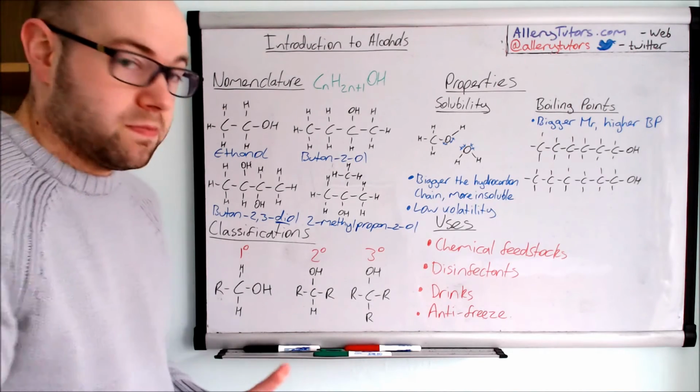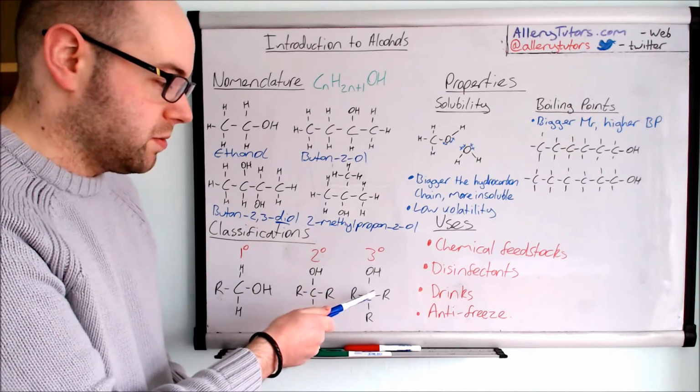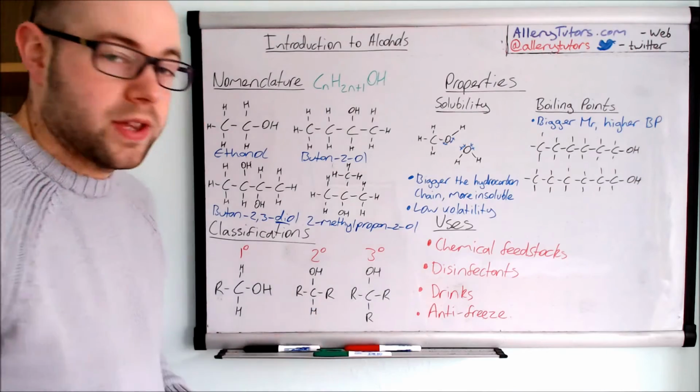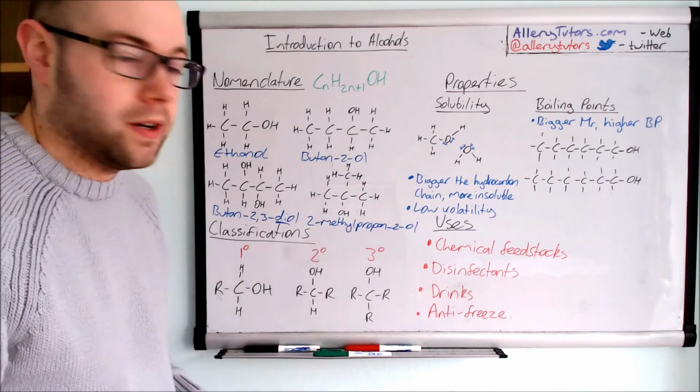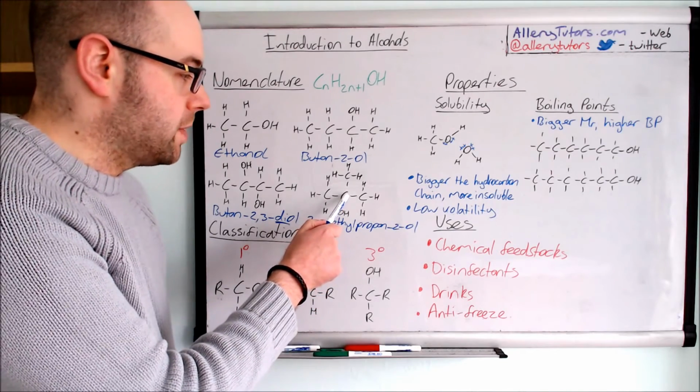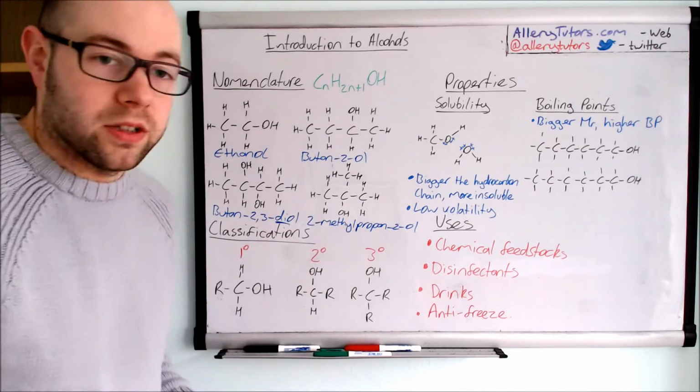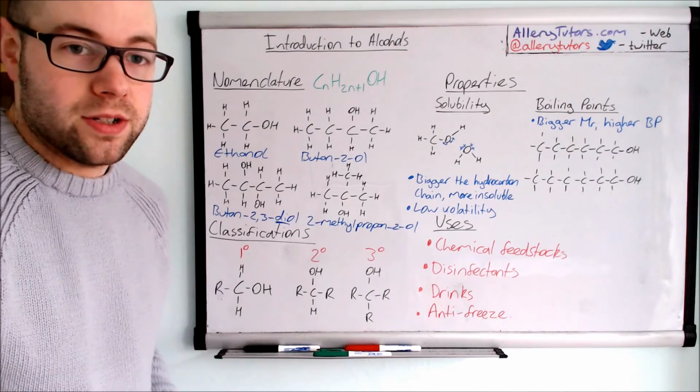Now tertiary, as you probably might have guessed, is an alcohol group bonded to a carbon, which is bonded to 3 other carbons. And the last example here, this was classed as a tertiary alcohol, because the OH is bonded to a carbon, which is bonded to 3 other carbons. So that's how we classify that as tertiary.